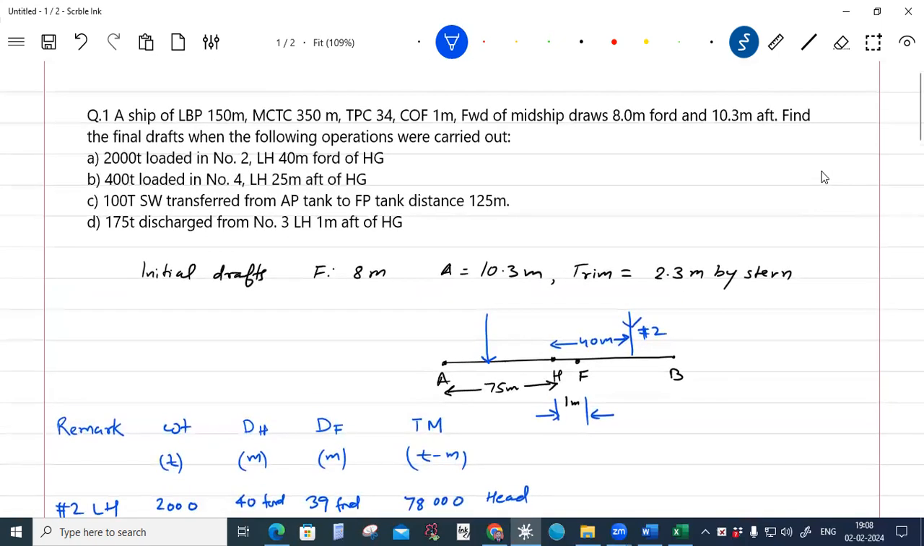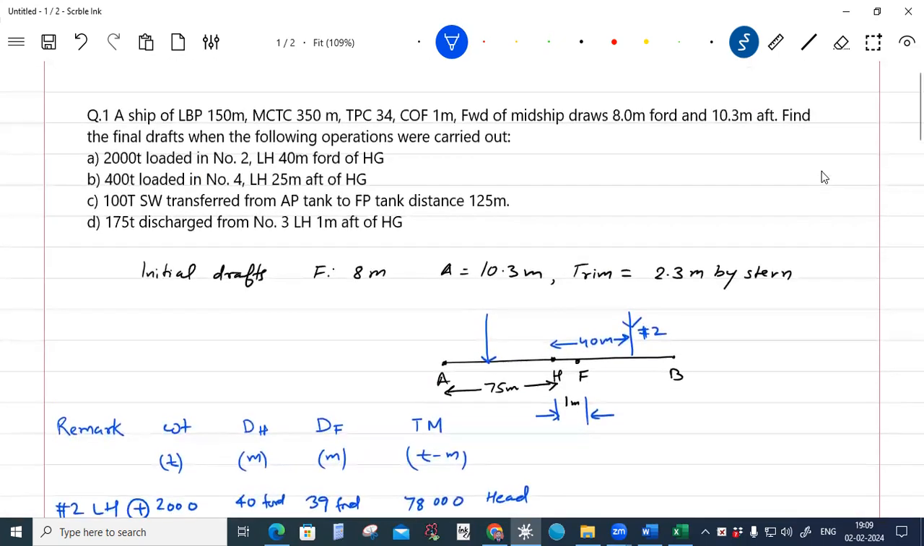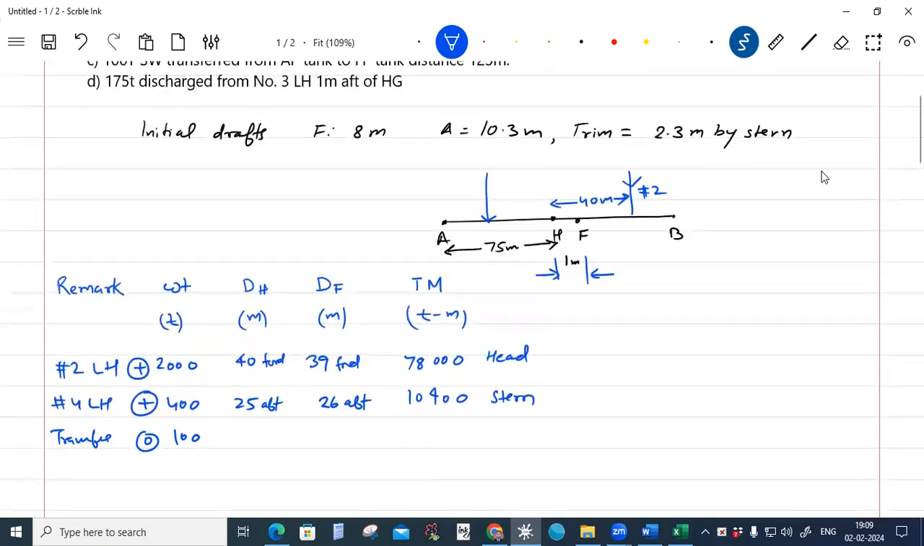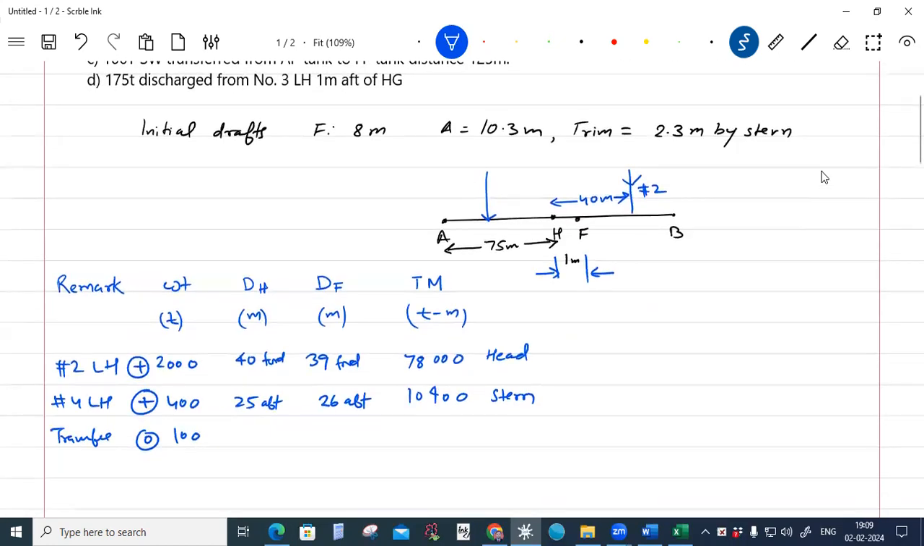The next, 100 ton transferred, from half peak tank to 4 peak tank, distance 125 meter. By the way, you are loading so write plus. Transfer, write zero. In a transfer, the total distance is written and the direction it is in. Half peak to 4 peak, forward direction. And how much is the distance? 125 meter in the forward direction. Simple.